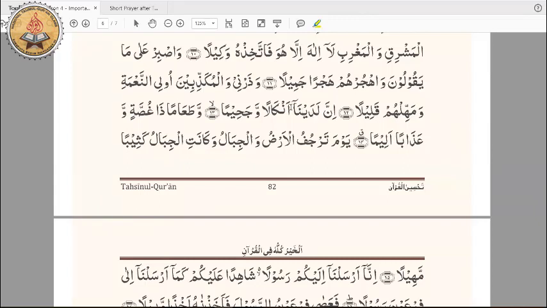إن لدينا أنكالا وجحيما. إنا لدينا أنكالا وجحيما. So we do an ikhfa. أنكالا وجحيما. جحيما. Okay, Jazakumullah.